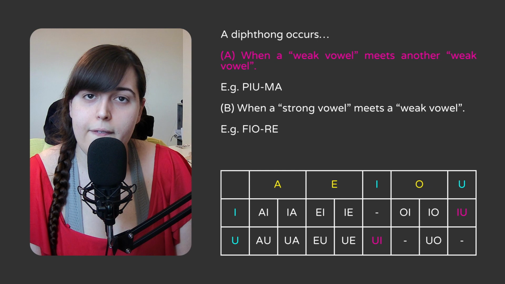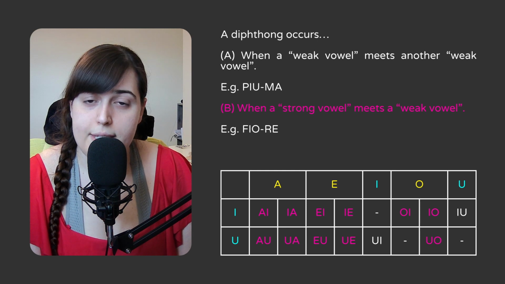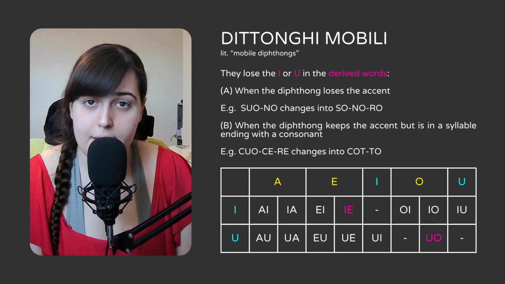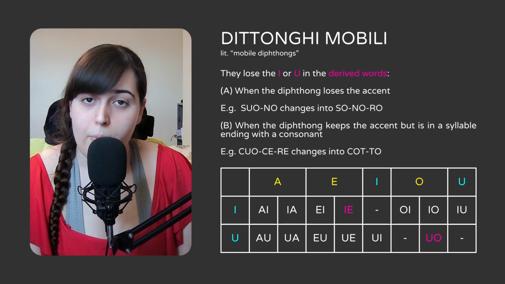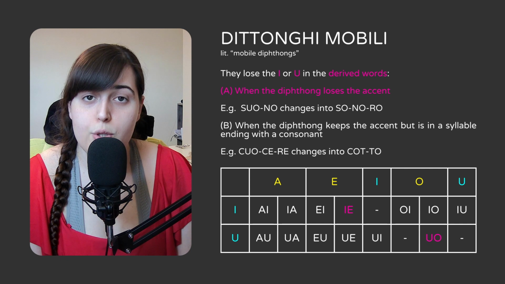First, when a weak vowel meets another weak vowel, for example, piuma. Second, when a strong vowel meets a weak vowel, for example, fiore. Among the possible combinations of the second case, ye and wo are worth mentioning due to their exceptional characteristic. They are called dittonghi mobili, mobile diphthongs, since they lose the I or U in the derived words. This happens in 2 cases. First, when the diphthong loses the accent. For example, suono changes into sonoro.